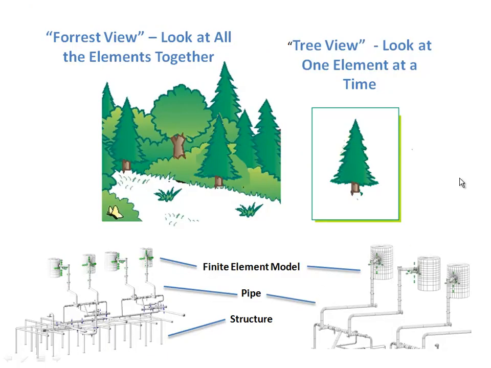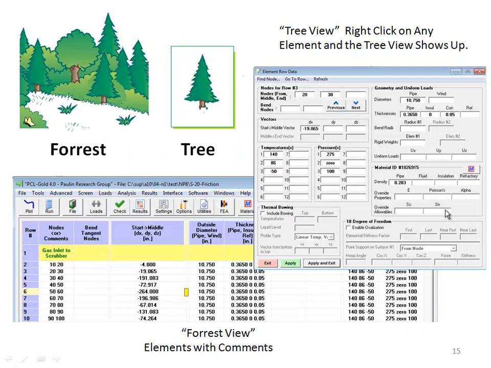So as far as the overall input is concerned, the PCL provides a forest and a tree look, along with a variety of typical graphical images of the piping, finite element models, and structural systems. In this next slide, on the bottom left, we see a typical forest view. All the elements are listed together in one spreadsheet, separated by user-recommended comments. On the right, we see a tree view listing all the possible element data, all the temperatures and pressures, all the thermal bowing details, all the material information, and all the unique ovalization specifications.